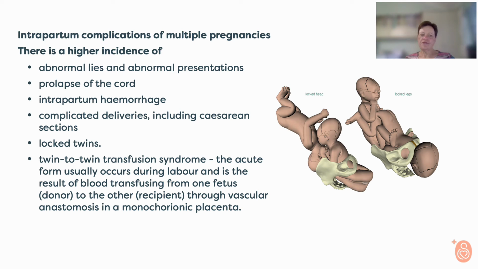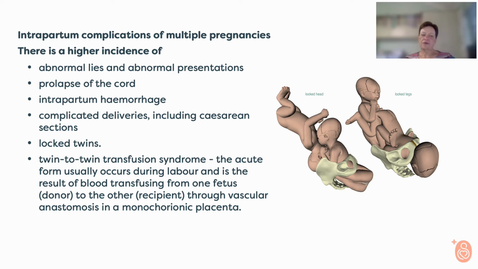Intrapartum hemorrhage, namely antepartum hemorrhage or placenta previa, much more often happens. Specifically placenta previa, again, because the placenta is so big, a part of it can easily stretch into the lower segment and cause placenta previa. Then complicated delivery, specifically also because of the different abnormal presentations and positions.